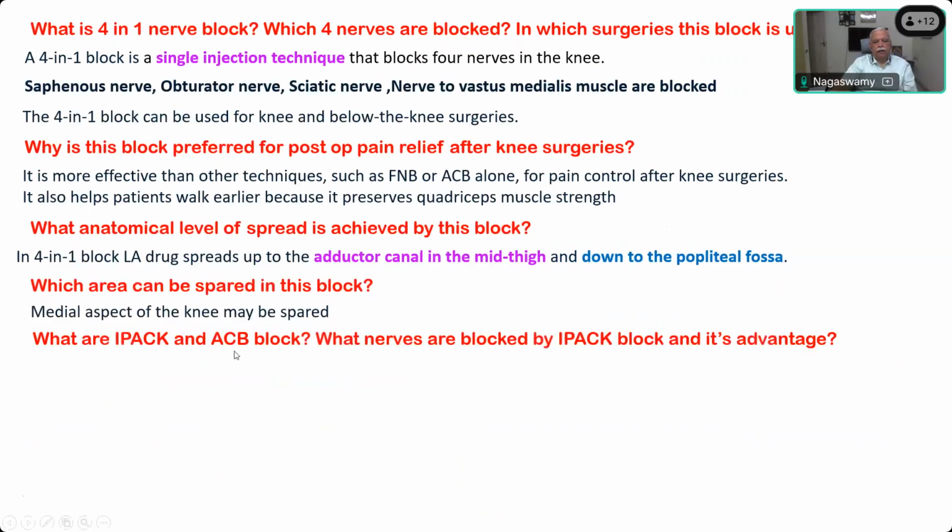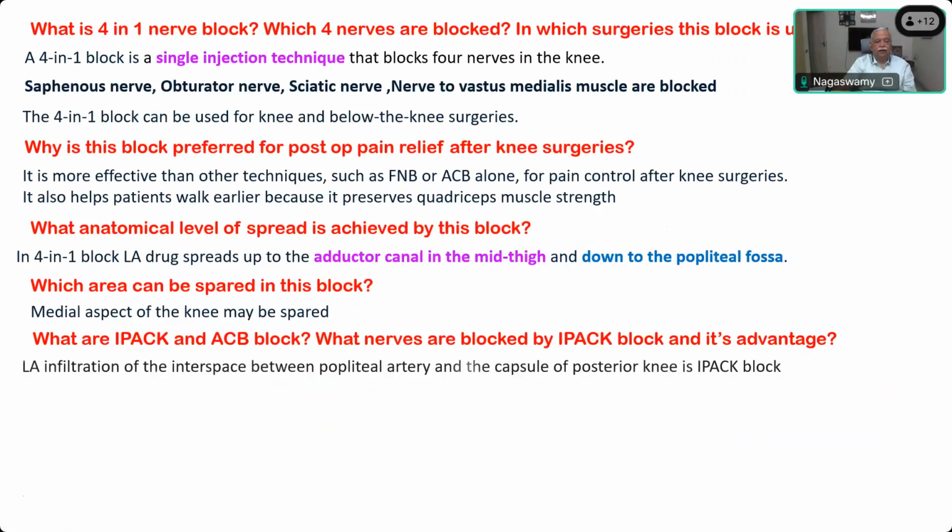What are IPACK and ACB blocks? What nerves are blocked by the IPACK block and what is its advantage? Injection between the popliteal artery and the capsule of the knee. Very good, IPACK stands for that. So LA infiltration in the interspace between the popliteal artery and the capsule of the posterior knee is called IPACK block. Adductor canal block is ACB.